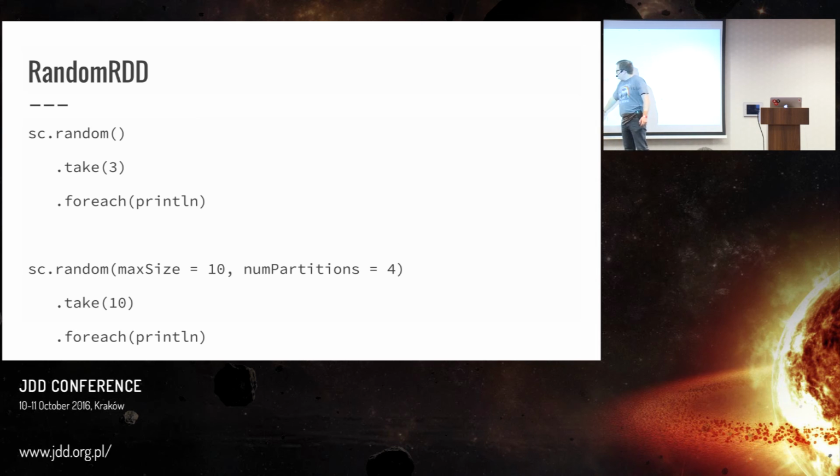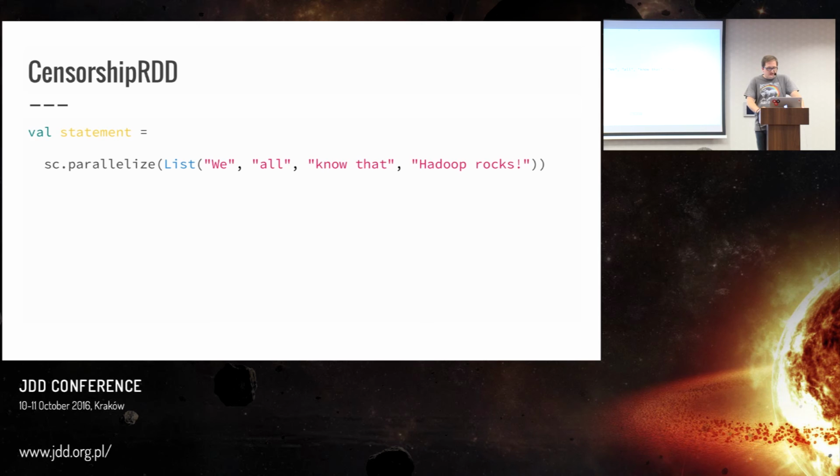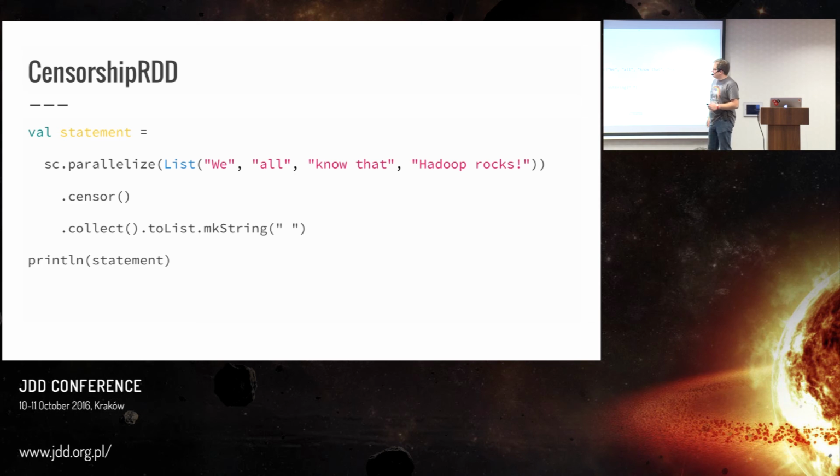And just believe me, it works, because I wanted to go to a little bit more complicated examples. So here we have another RDD, which we call censorship RDD. The idea here is that we have an RDD of strings, and we want the ability to censor any line that contains Hadoop, in this example. So what we want to do is call censor on this RDD.